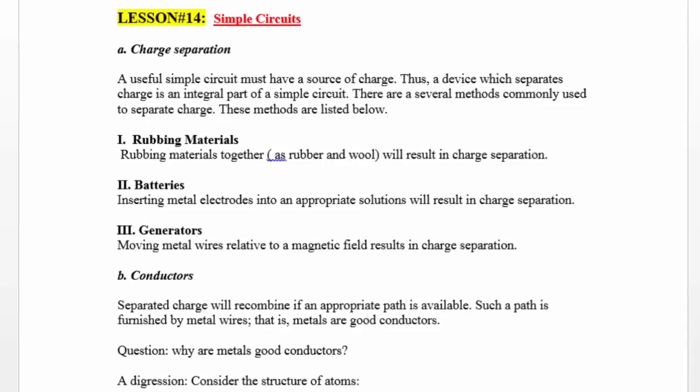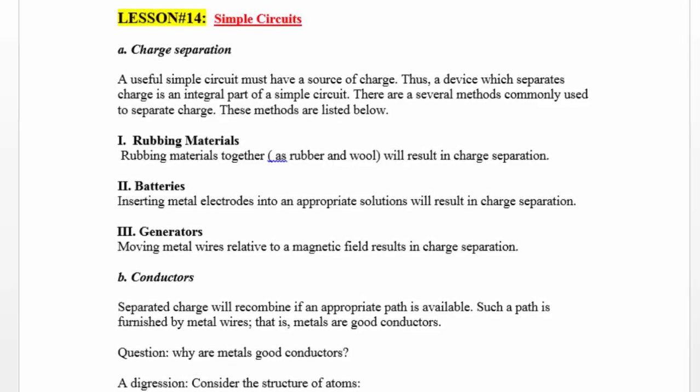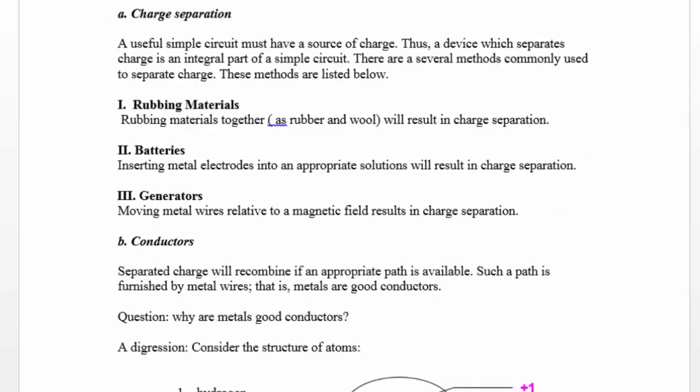Hello everyone. Lesson number 14 is about simple circuits, where the focus will be on continuous electricity that involves electric current. In order to build a simple circuit, you need three components. The first component is charge separation, where the positive and negative can be separated and potential difference can be produced. The second component is a conductor that will furnish the path for the charges to move. And the third component is the active device that we need to operate using electricity.